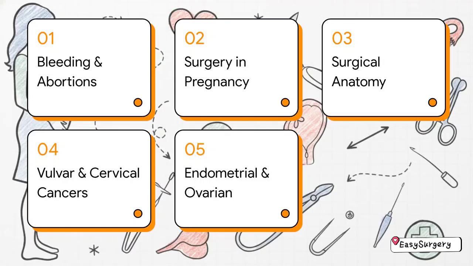Okay, let's dive right into our syllabus. We're going to cover vaginal bleeding and abortions, surgery in pregnant patients, gynecologic surgical anatomy, vulvar and cervical carcinomas, and finally, endometrial and ovarian cancers. We've got a lot of ground to cover, so let's get started.